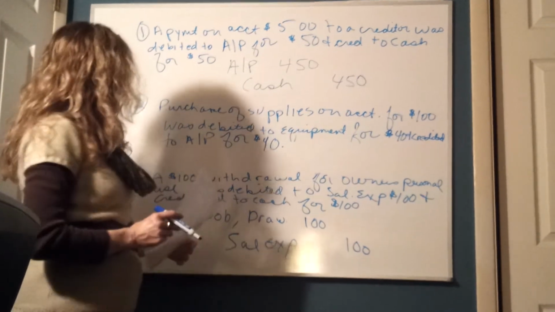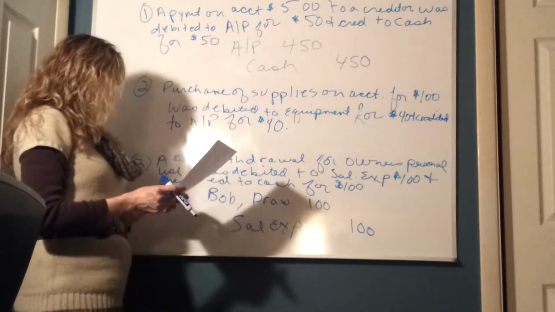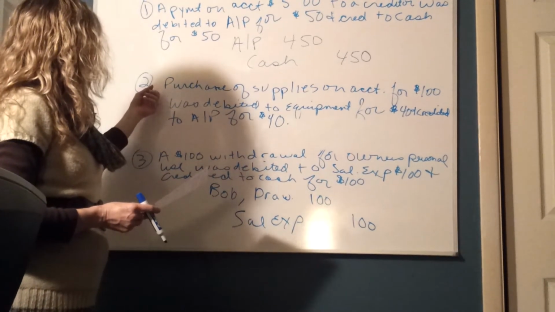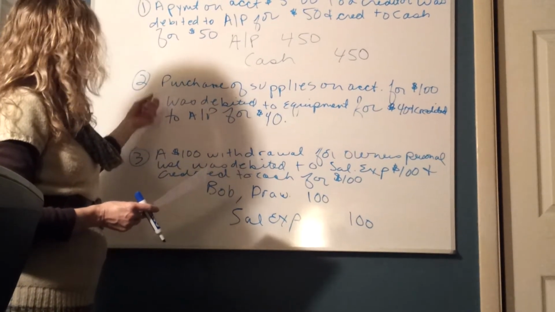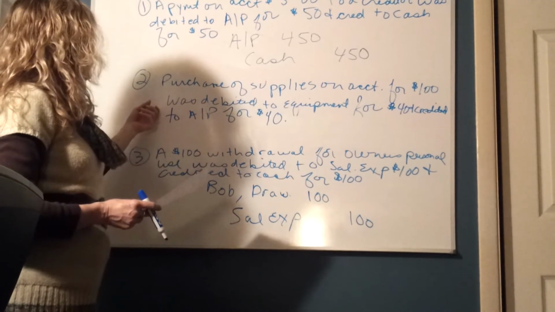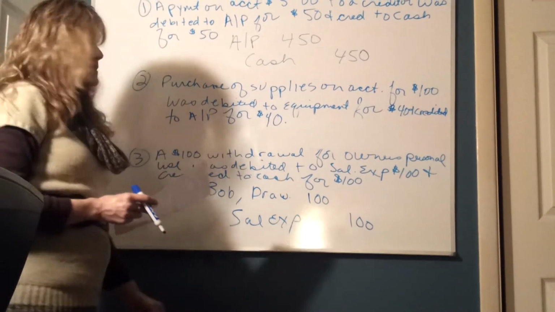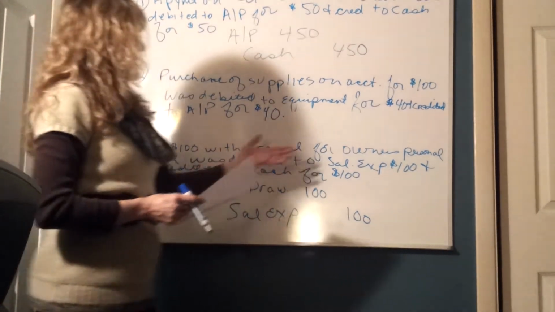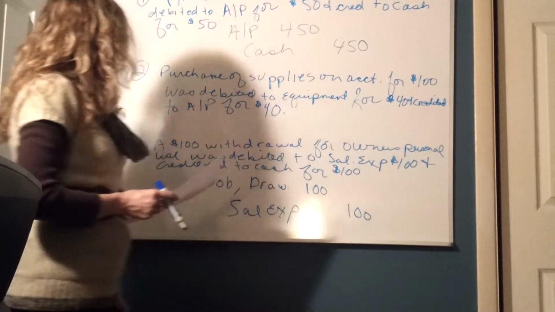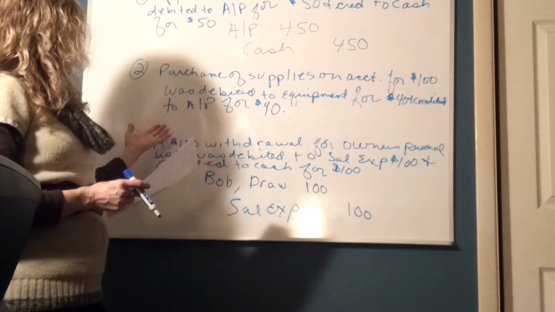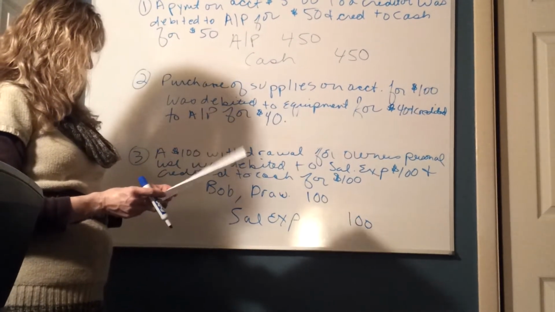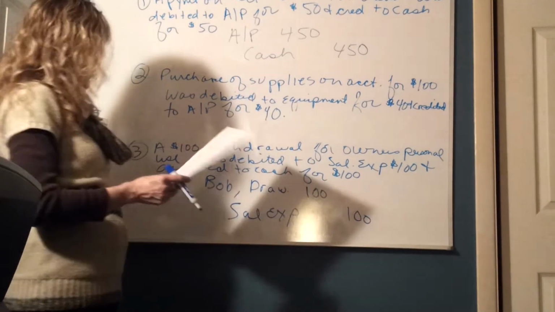So if you take the $450 we credited cash for and the $50 that was initially credited to cash, it's correct. It's $500. Number 2, what occurred is a purchase of supplies was made on account, and $100 was debited to equipment. So instead of debiting supplies, they debited equipment. And it was only debited for $40. And then a credit was made to accounts payable for $40. So we need to correct that, right? We're going to have to make a few different entries.